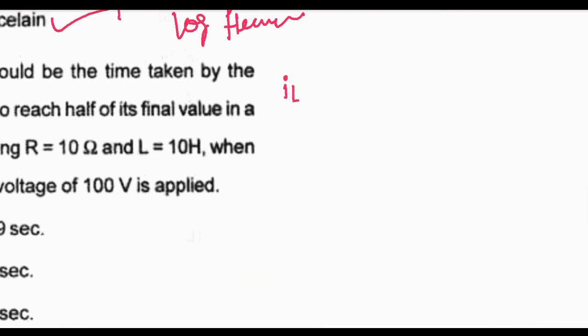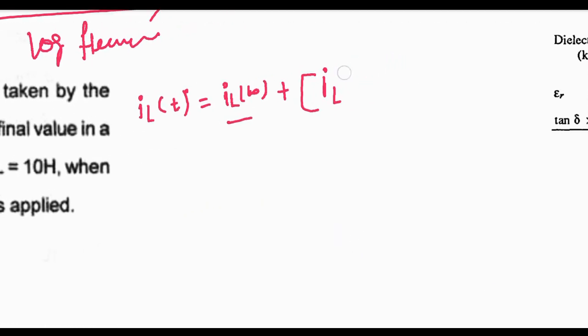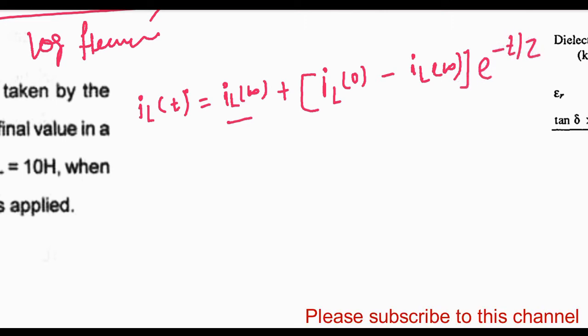Current through the inductor at time t is equal to IL infinity, that means the final value, plus the initial value minus the final value, into e to the power minus t by tau. This is only to recall.